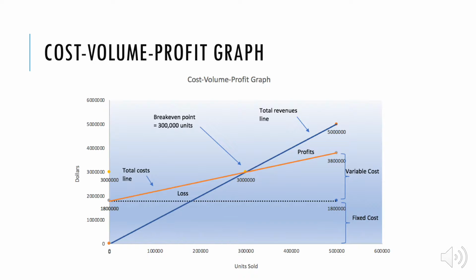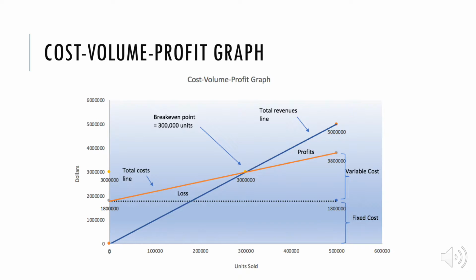Next, we'll plot the total cost line. Just a reminder that the total cost is the sum of total fixed costs and the total variable costs, and the fixed costs remain constant even though the company had not sold any product yet. So the first point of the total cost line is where 0 products sold and the cost is $1.8 million. It's also the lowest point of the total cost line.